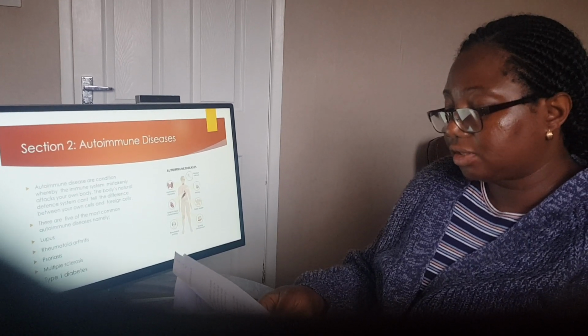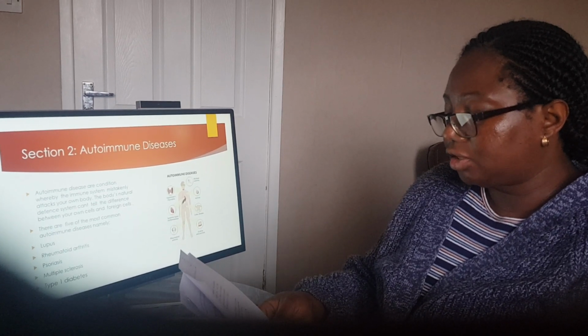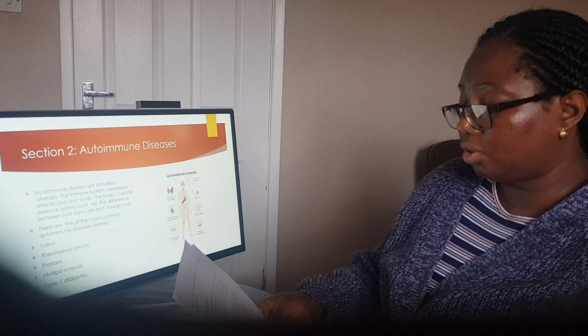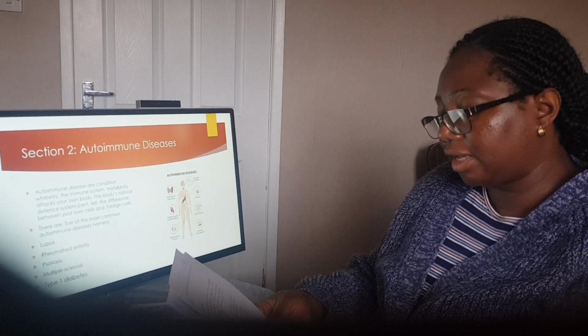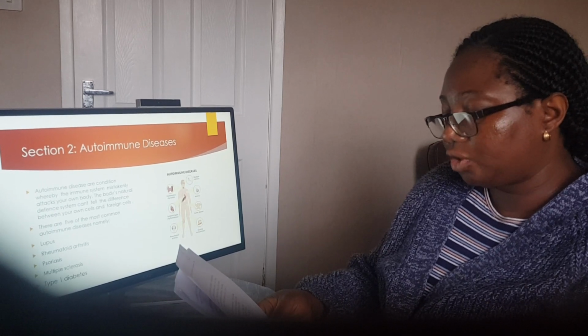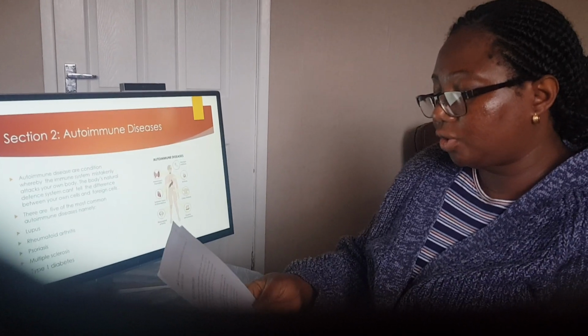Type 1 diabetes is categorized under hypersensitivity type 4. It is a long-term autoimmune disorder. Type 1 diabetes occurs when the immune system attacks the insulin-producing cells in the body, and common symptoms are frequent urination, blurred vision, thirst, and excessive weight loss.